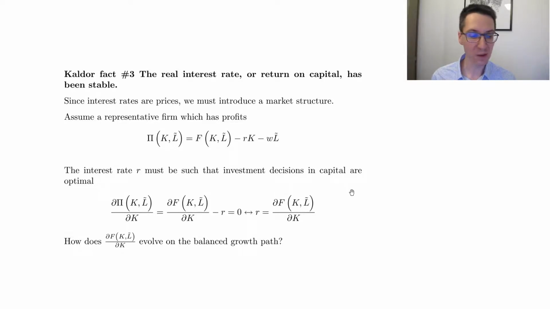So then how does df/dk evolve on the balanced growth path? That's what we're going to find out.